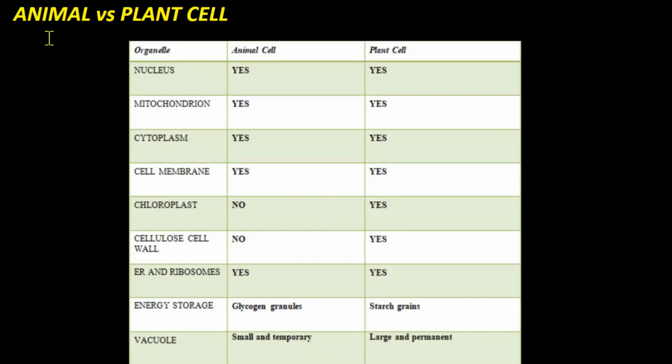Alright, so let's have a rundown of the organelles in the animal versus the plant cell. The nucleus is found in both, the mitochondria is found in both, so is the cytoplasm and the cell membrane, but the chloroplast is only found in the plant cell. The cellulose cell wall is only found in a plant cell. The ER and the ribosomes are found in both. The energy storage in the animal cell is glycogen granules, while in the plant cell it is starch grains. And the vacuole in the animal cell is small and temporary, and in the plant cell it is large and permanent.